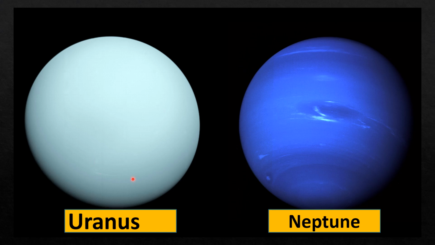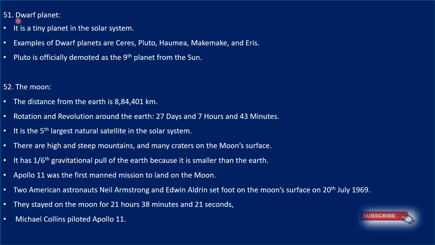See, this is Uranus and this is Neptune. Dwarf planet. It's a tiny planet in the solar system. Examples of dwarf planets are Ceres, Pluto, Haumea, Makemake, and Eris. Pluto is officially demoted as the 9th planet from the Sun.